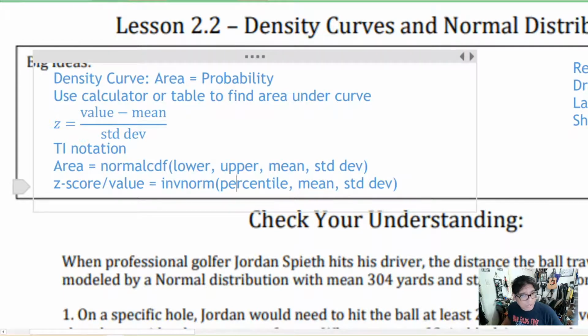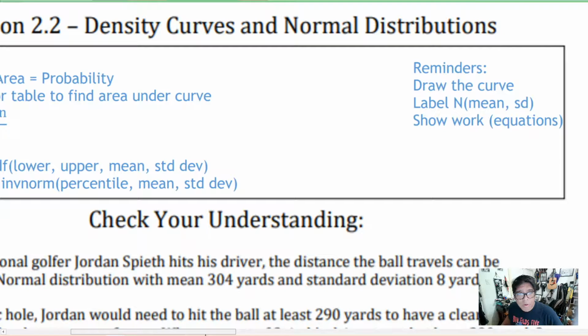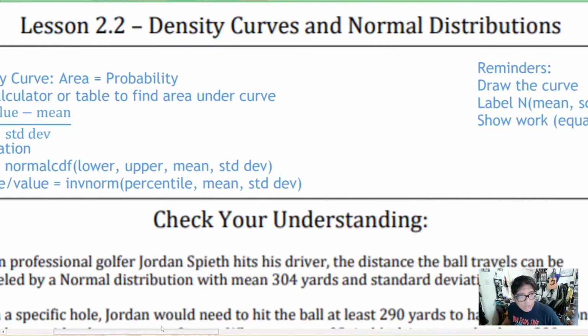We've got TI notation. How do we find the area, and how do we find a z-score or a value? Remember that we need to put a percentile rank into inverse norm. That's very important. And reminders: draw the curve, label it N(mean, standard deviation). That means a normal curve with a mean and a standard deviation. And then show those equations.